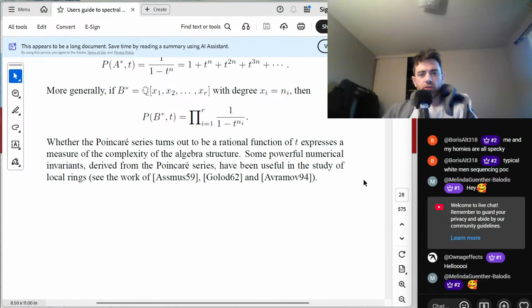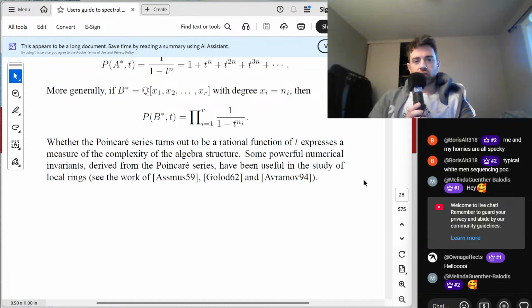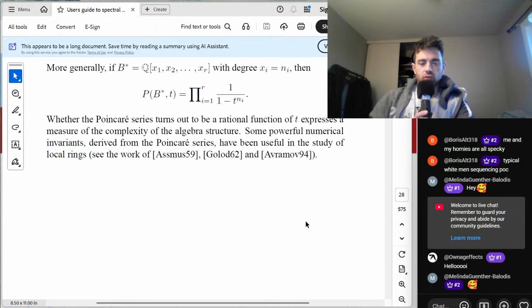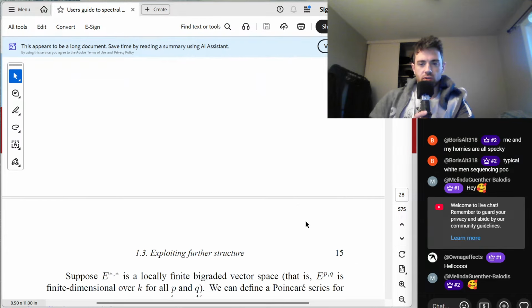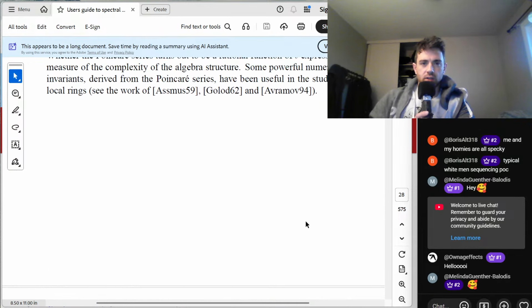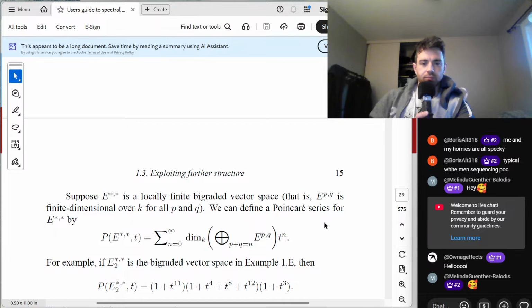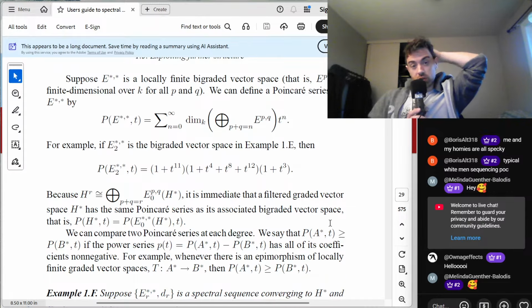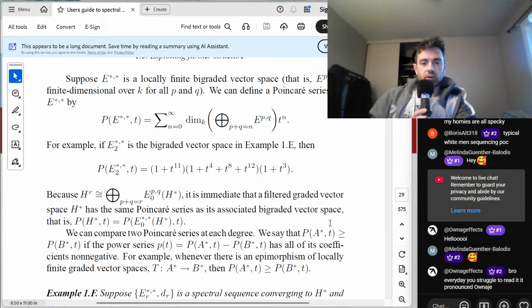So, whether the Poincare series turns out to be a rational function of T expresses a measure of the complexity of the algebra structure. Some powerful numerical invariants derived from Poincare series have also been useful in the study of local rings. So if you have a bigraded vector space, then we have the same polynomial, but we sum up the bigradings.